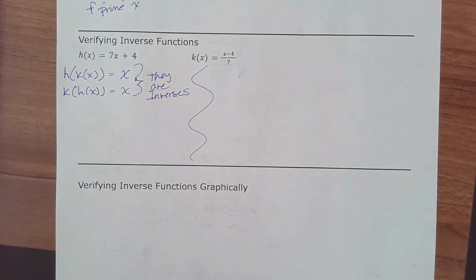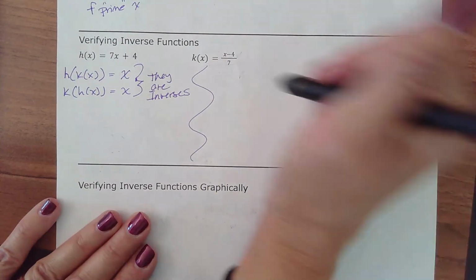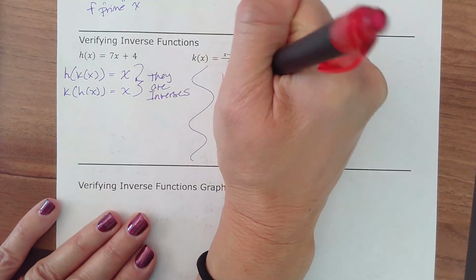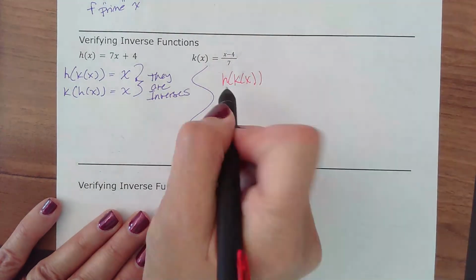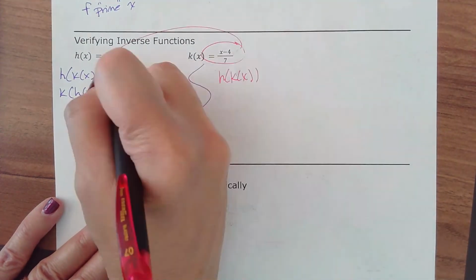So that's what we're going to do. We're going to take two functions, compose them in both directions, and see if they equal x. So let's do h of k of x. I'm going to take the k of x equation and plug it into this equation for x.